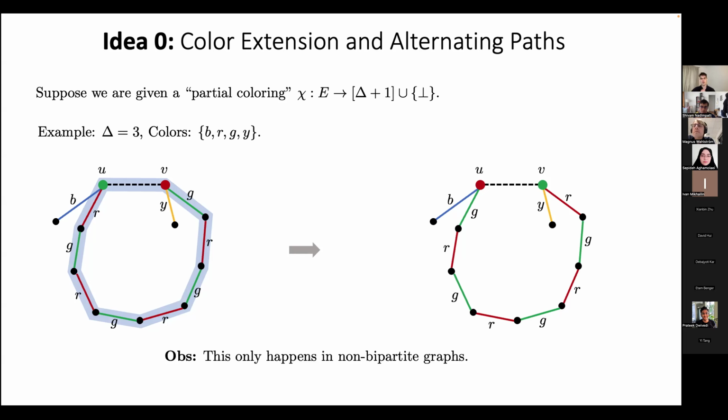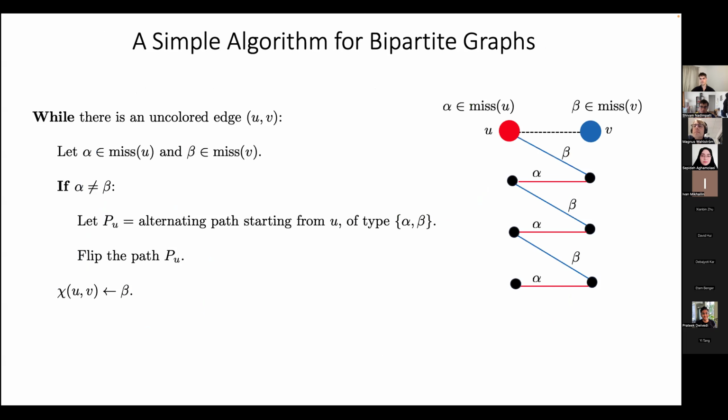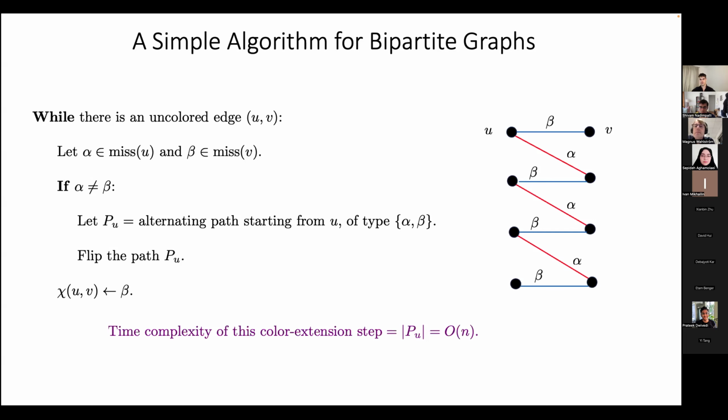If we just focus on the bipartite case for now, this gives us a very natural algorithm for coloring such a graph. We scan through all of the uncolored edges in a completely arbitrary order. While looking at some edge UV, we assign it some arbitrary missing color at U, here red, and an arbitrary missing color at V, which is blue. Then we consider the blue-red alternating path that comes out of this edge. We flip this path, making blue available at both endpoints, and then we color this edge blue. We do this for all of the uncolored edges in arbitrary order, and this computes a delta coloring of the graph.